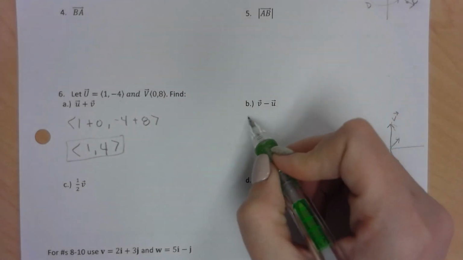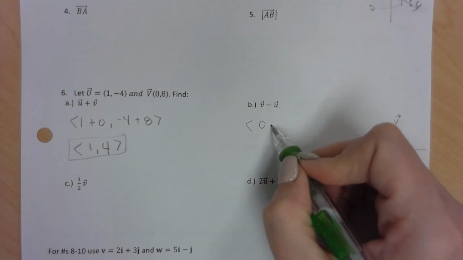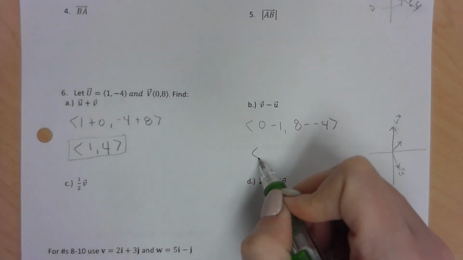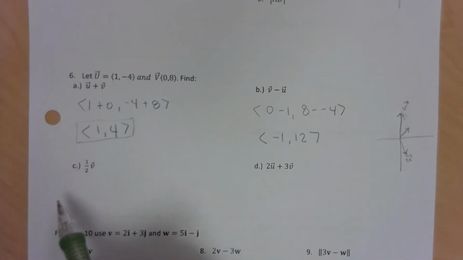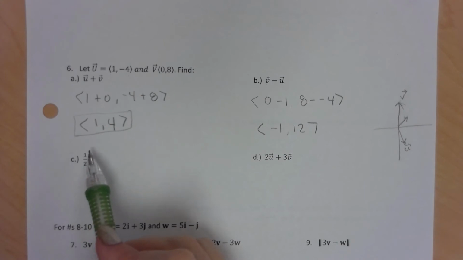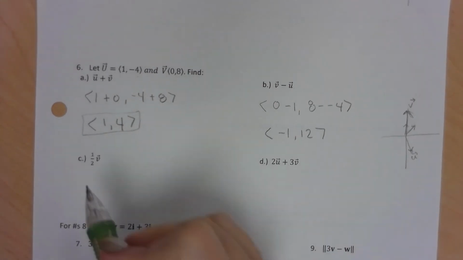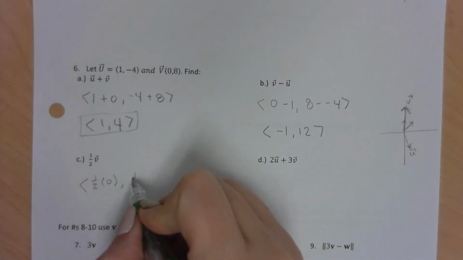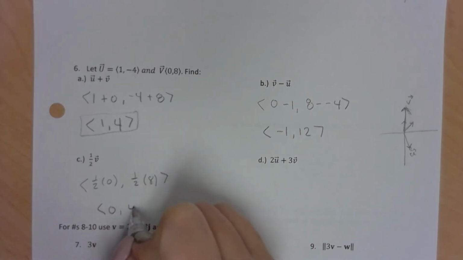So subtraction, same thing. If we want to do v minus u, then we're going to do v, which would be 0 minus 1, and then 8 minus -4, which would give us -1, 12. Now we can also do scalar multiplication, which means I want to take half of v. So instead of v being 0, 8, I want it to be half of the length. So to do that, we're going to take half of 0 and half of 8, which would give us 0, 4.